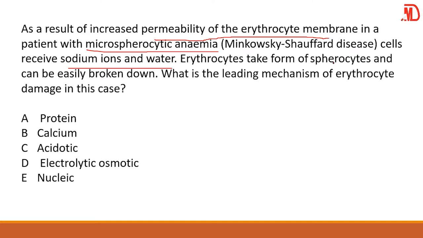Now, erythrocytes take the form of spherocytes and can be easily broken down. What is the leading mechanism of erythrocyte damage in this case? So definitely, we are thinking of too much osmotic pressure inside the vessel, right? And we said osmotic pressure or oncotic pressure could also be caused by sodium ions. So over here, we are thinking of sodium ions, which are electrolytes, causing the oncotic pressure in this patient. So here we have electrolyte osmotic pressure. That is the mechanism of action.